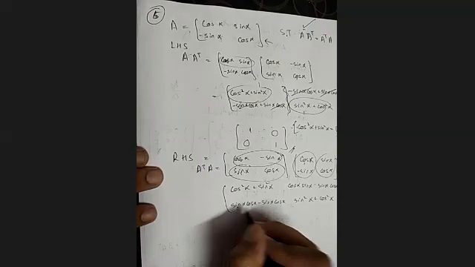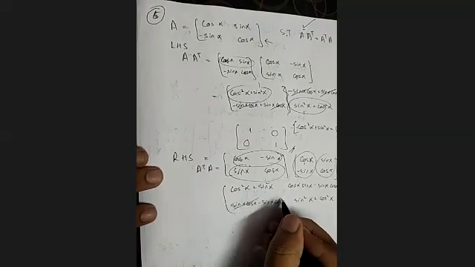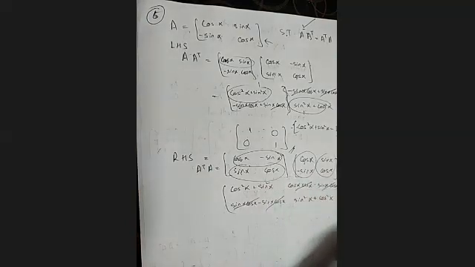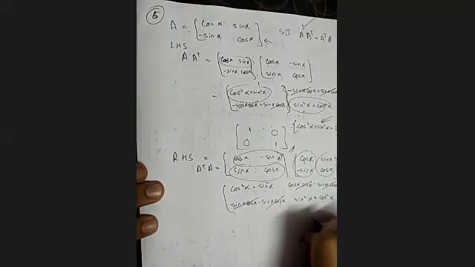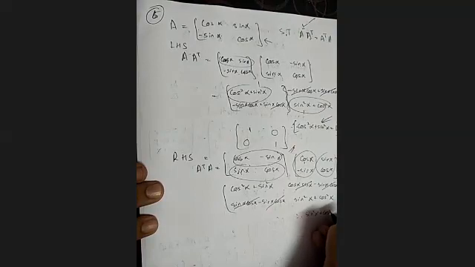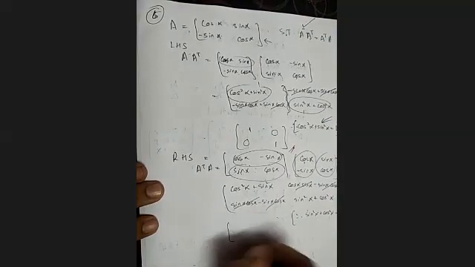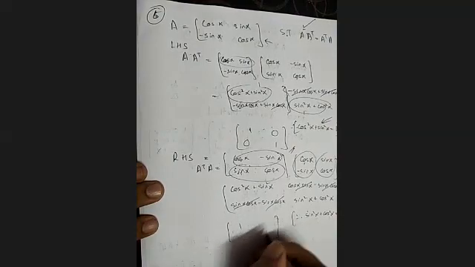Plus sin alpha cos alpha minus sin alpha cos alpha gets cancelled. Plus sin alpha cos alpha minus sin alpha cos alpha gets cancelled. What is left? Cos square alpha plus sin square alpha. You already know that sin square alpha plus cos square alpha is equal to 1. We have already learned this in trigonometry in our class 10.